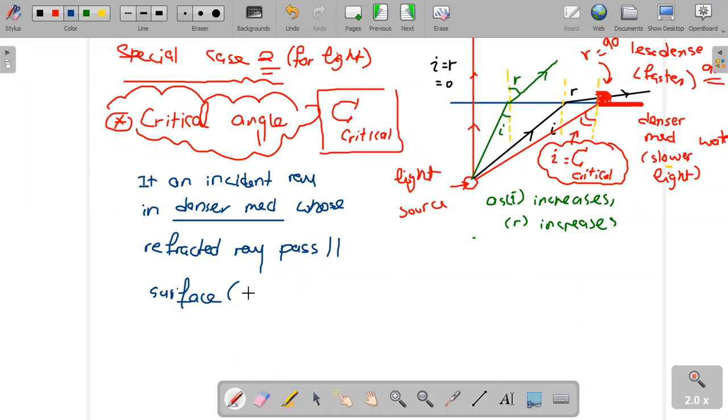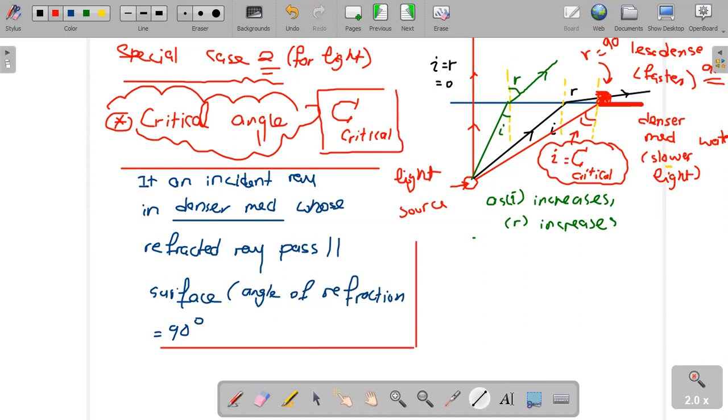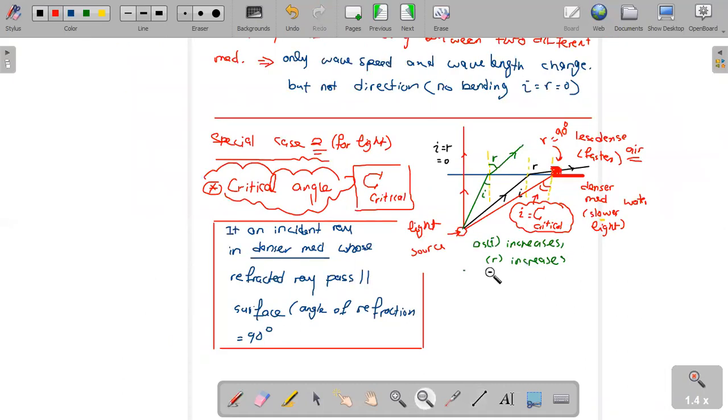And we can say the angle of refraction equals 90 degrees. By the way, this is the maximum angle of incidence that makes refraction.